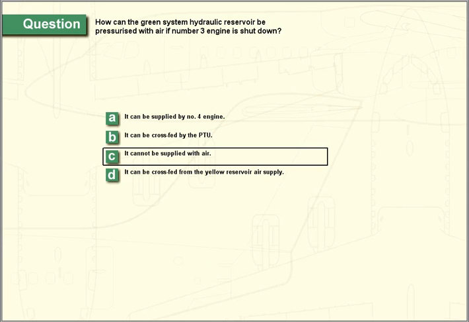How can the green system hydraulic reservoir be pressurized with air if number 3 engine is shut down?